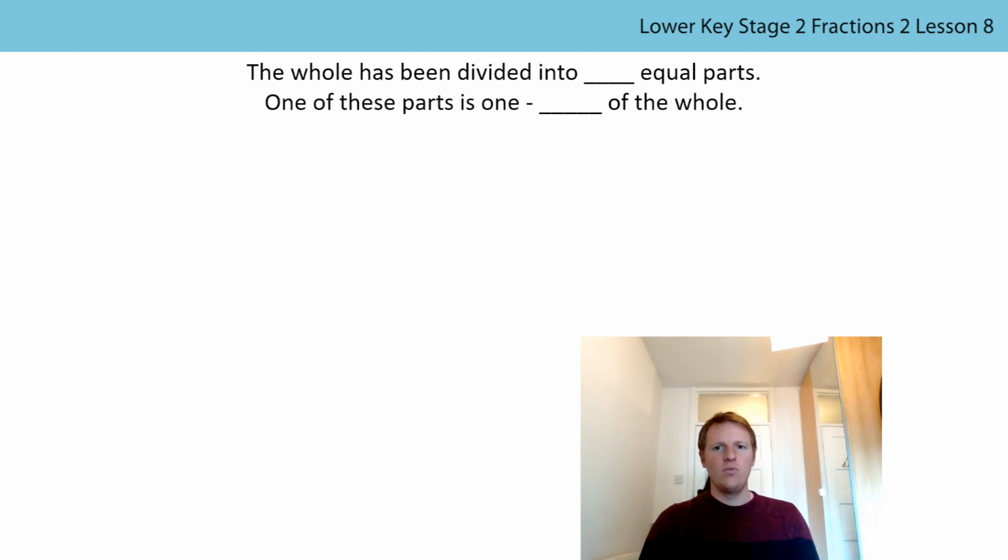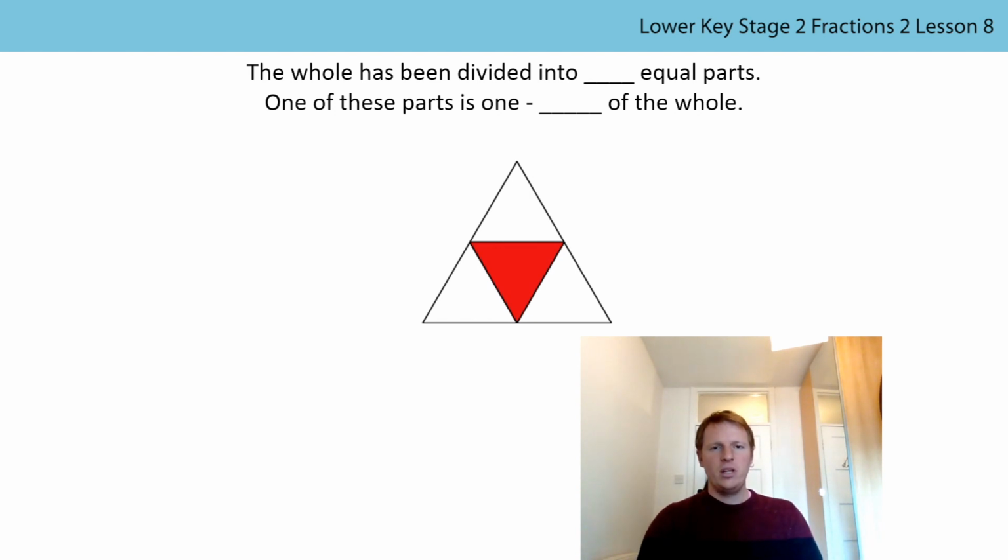We're going to go through some more examples now. We've looked at groups of objects. This time I have got a shape. Let's see if my sentence works. The whole has been divided into equal parts. Are the parts equal? Yeah, equal in size, different orientations, but they're all triangles and they are all the same size. How many parts are there? Let's count these parts carefully. 1, 2, 3 and 4. There are 4 equal parts.